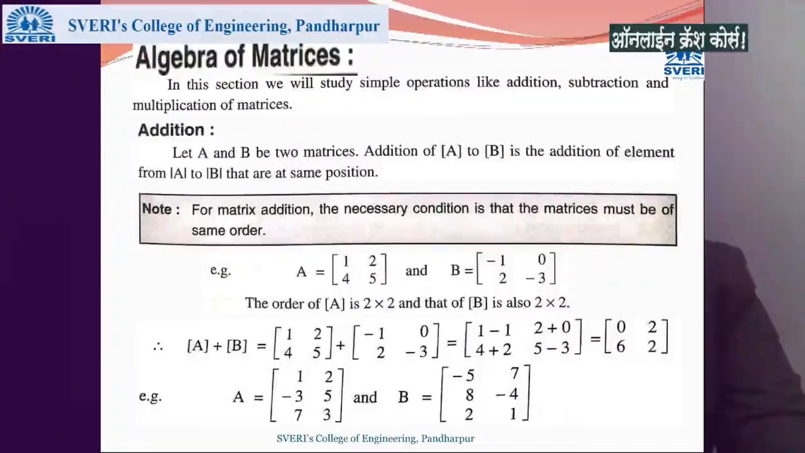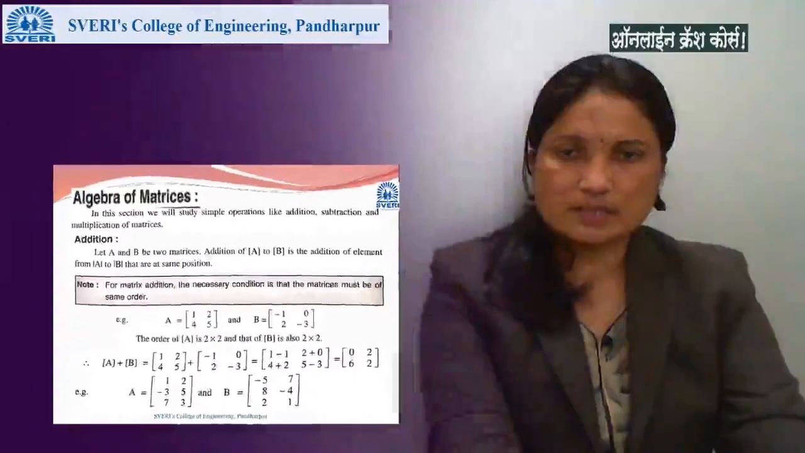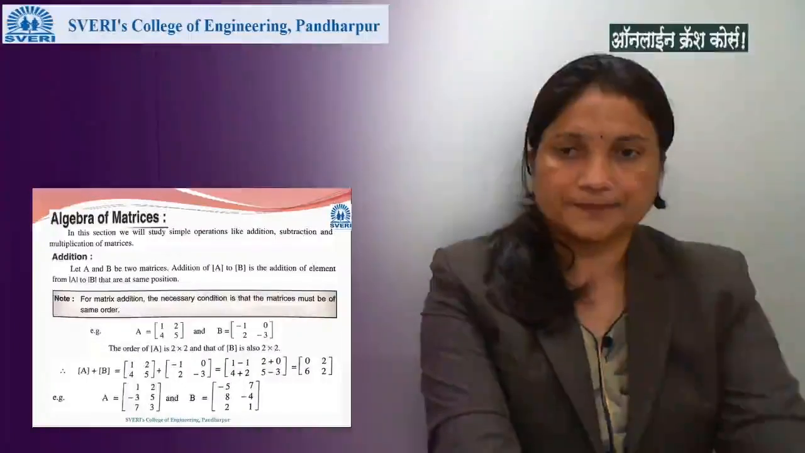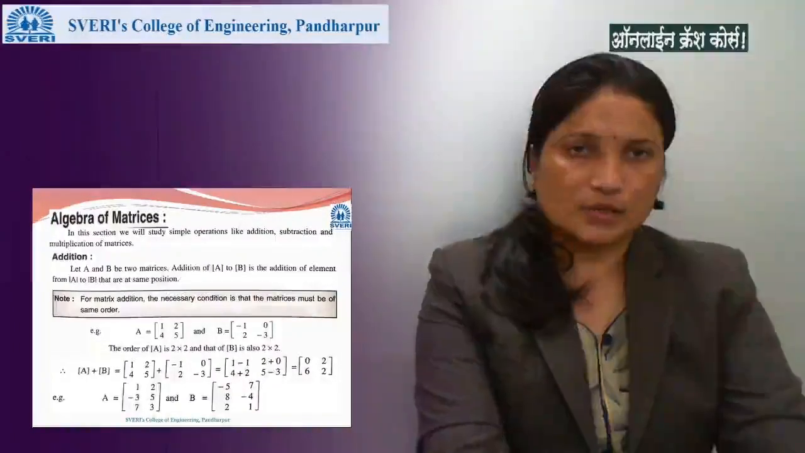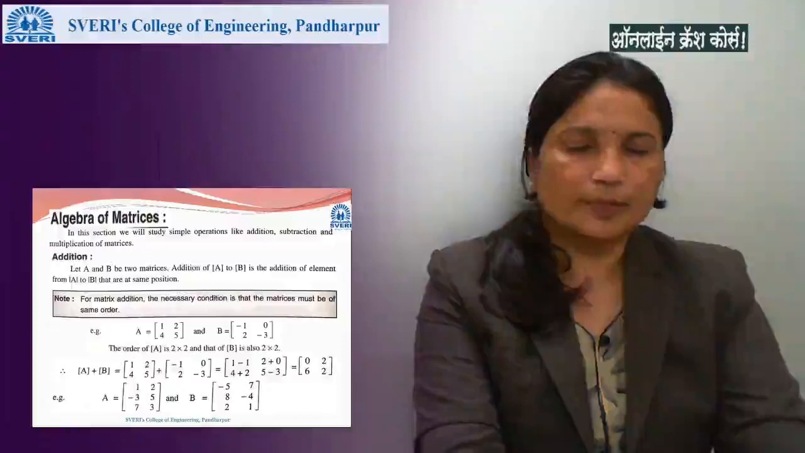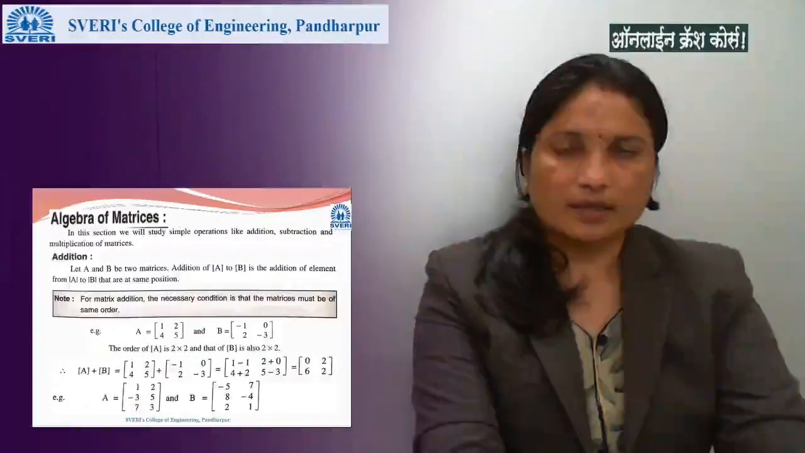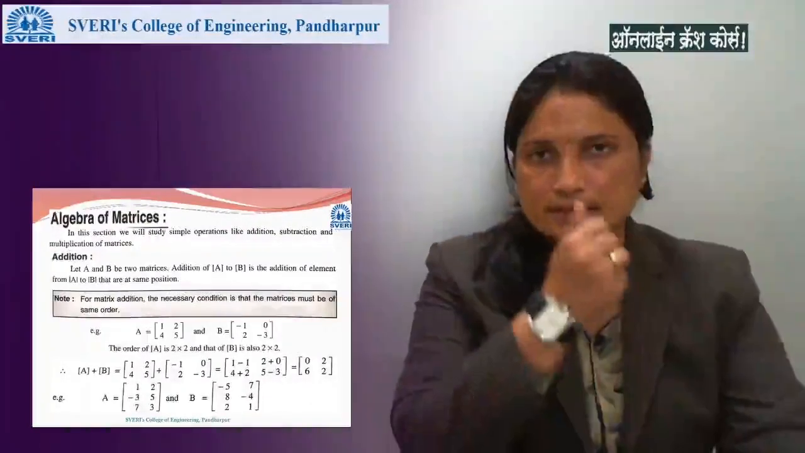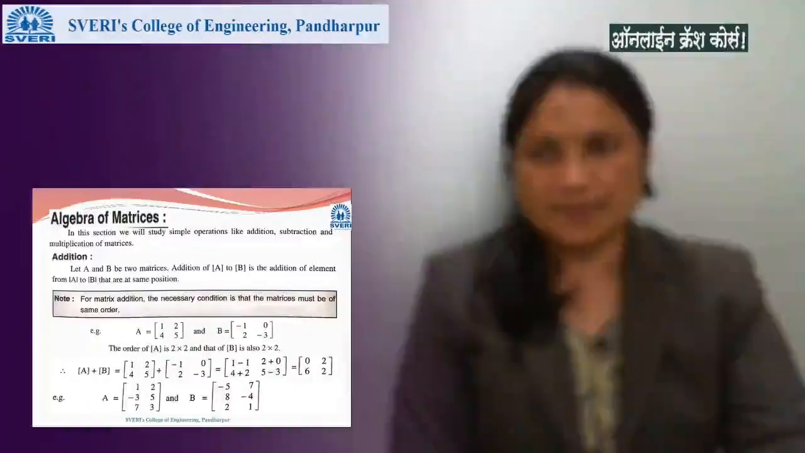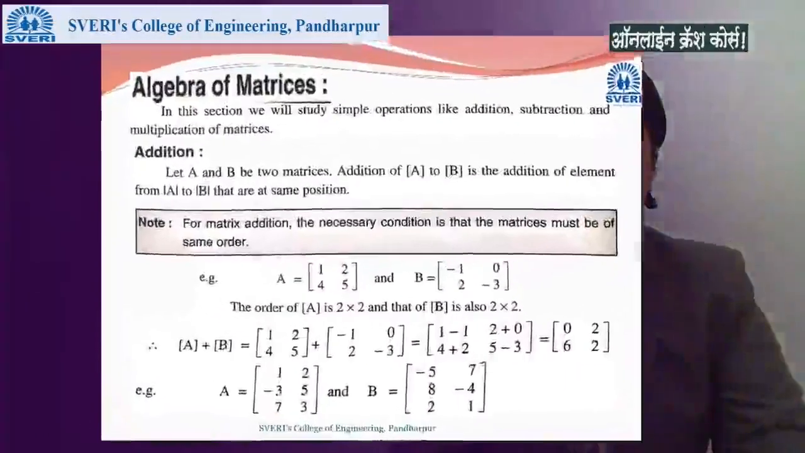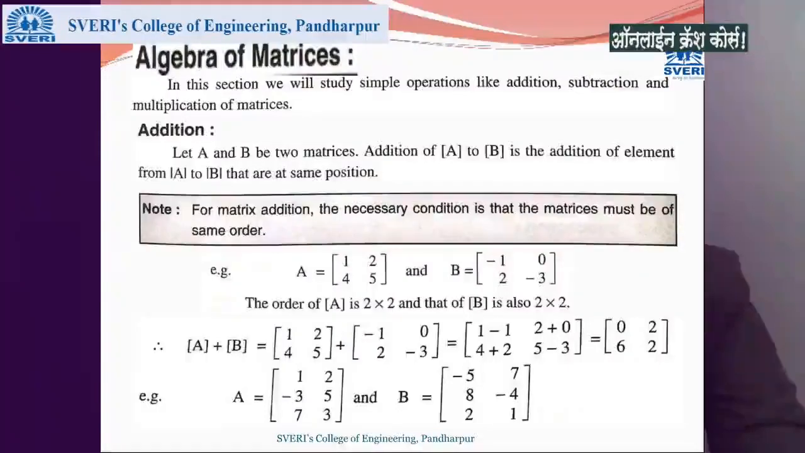So here A is equal to 1, 2, 4, 5, and B is equal to minus 1, 0, 2, minus 3. The order of A is 2 by 2 and the order of B is also 2 by 2. So we are adding these two matrices, A plus B, which is equal to 1, 2, 4, 5 plus minus 1, 0, 2, minus 3. So how to add these two matrices? Look at this.